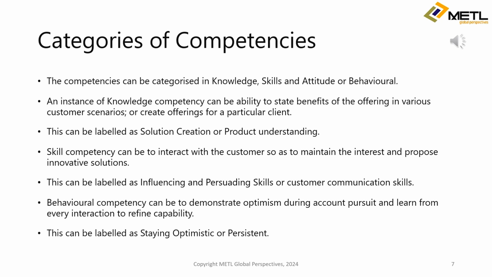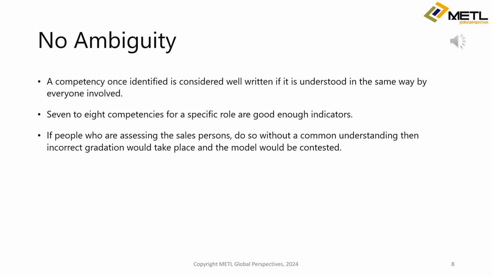So it's very important to have all of these three types of competencies listed and created together, so that you have a complete view of what the salesperson who's executing that particular role, or the sales manager, or the sales head, is going to be like. No ambiguity. A competency once identified is considered well written if it is understood in the same way by everyone involved. 7 to 8 competencies for a specific role are good enough indicators.